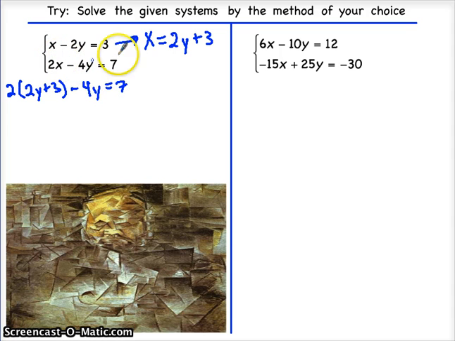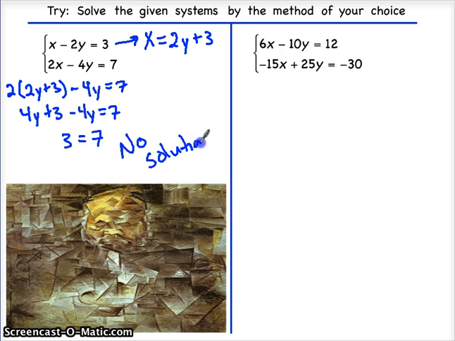Again, taking out x because we know what x is equal to. Then we simply solve. 4y plus 3 minus 4y equals 7. And if we add our like terms, you're noticing that this is actually a special case. 3 equals 7 is an impossible statement, and since that can never happen, you'll find out that this is actually a system with no solution.